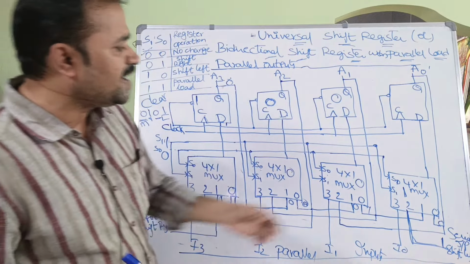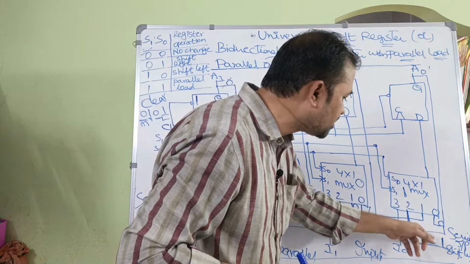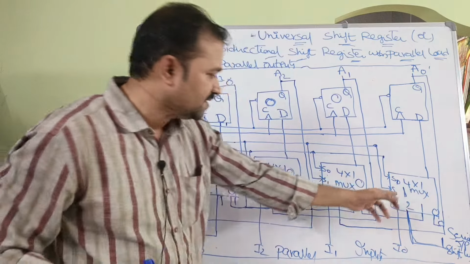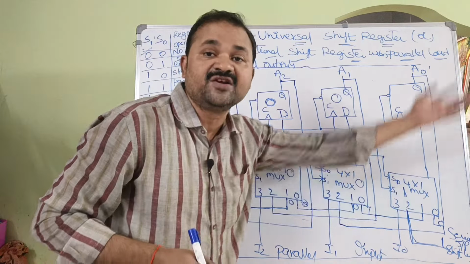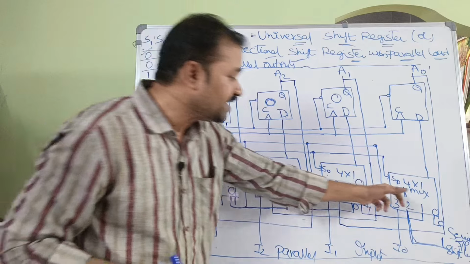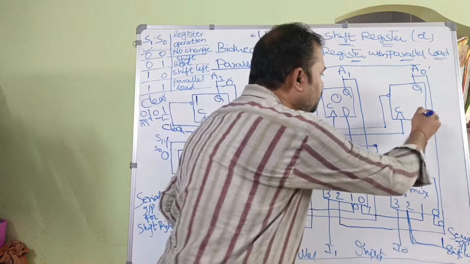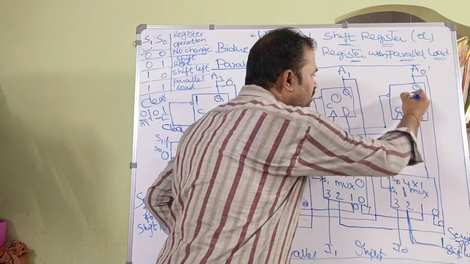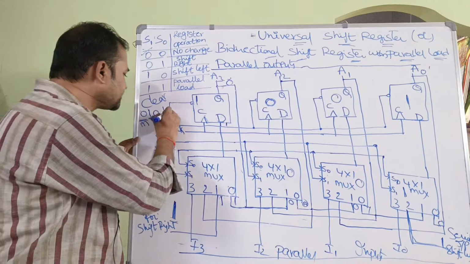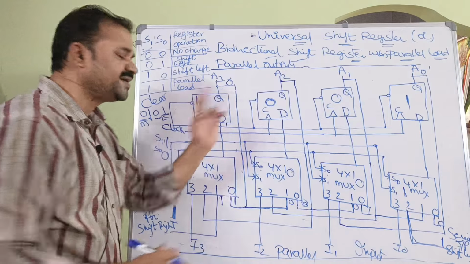Next, what will happen? If the selection inputs are 1 0, then the second data input line content will be selected as the output. What is the content here? 1. So that 1 will be passed as input to the D flip-flop. Now the flip-flop contains 1. So after the first clock pulse, that flip-flop contains 1.